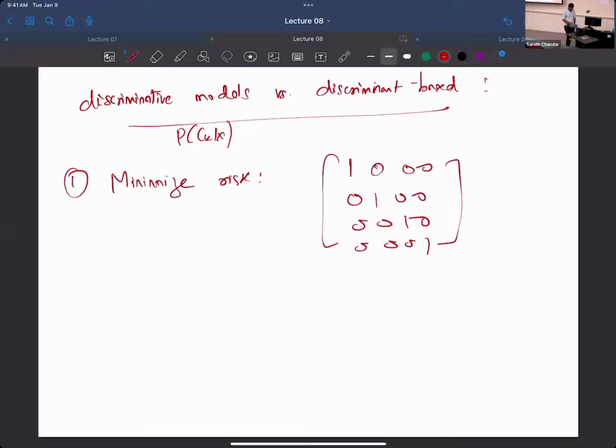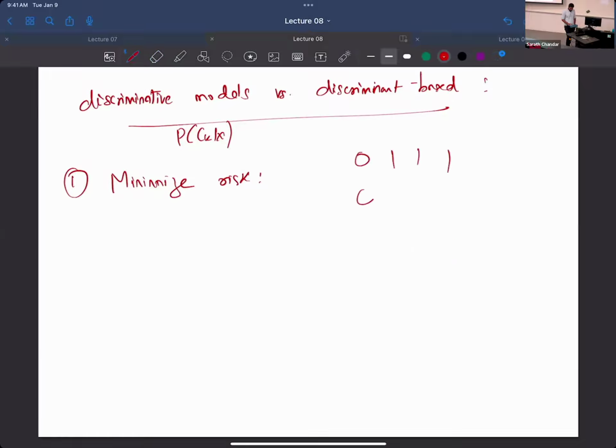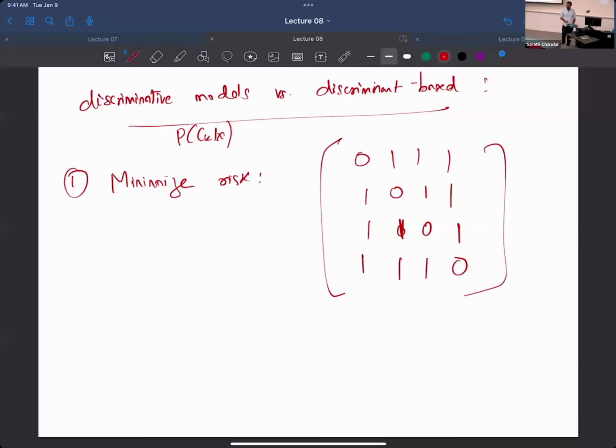Just as a hypothetical example, oh sorry, it should be the reverse of this. So 0 1 1 1, 1 0 1 1, 1 1 0 1, 1 1 1 0. Let's say this is a mistake that you don't like your model to do, and you want to change this to 10.